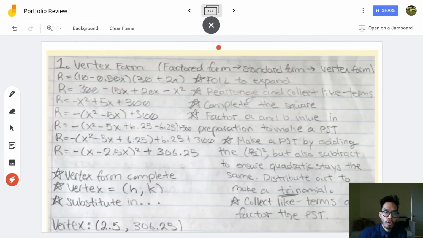Right? Over here, a lot of people did completing the square as part of their portfolio, and right here, they said factor A and B value in preparation to make a PST, a perfect square trinomial. You can make a perfect square trinomial by adding and subtracting b over 2 squared, right? And the reason why you're subtracting is so that the quadratic stays the same. So this person is demonstrating so many things about understanding what completing the square is and why and logically what it is doing, right? Distribute out the trinomials. You underline the tri because you want to be able to factor, and then collect like terms, and you factor that perfect square trinomial. So this person is making connections to that factoring unit that we did, right?